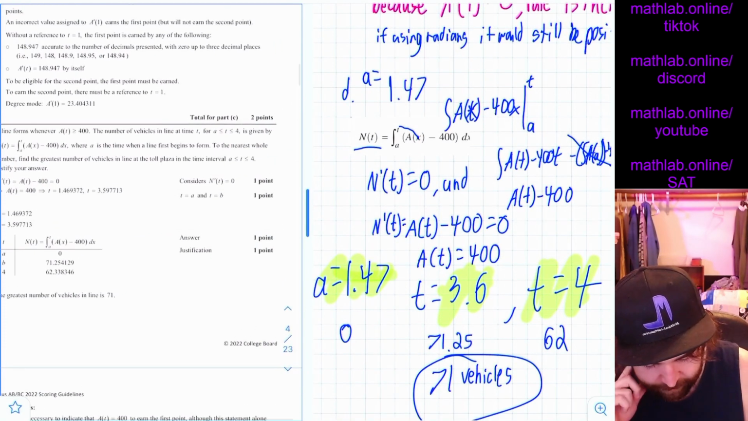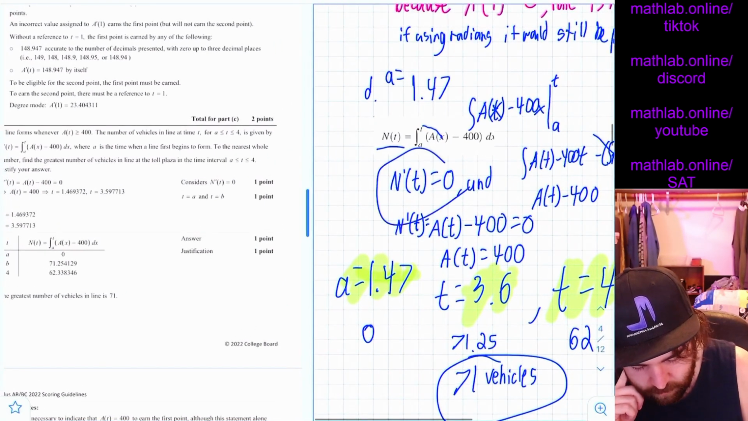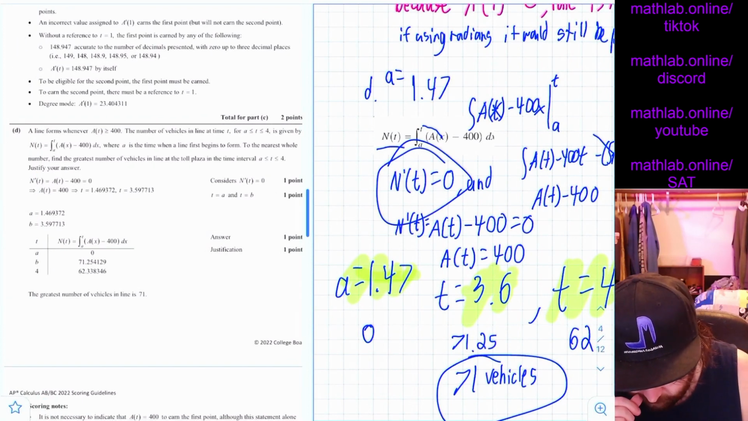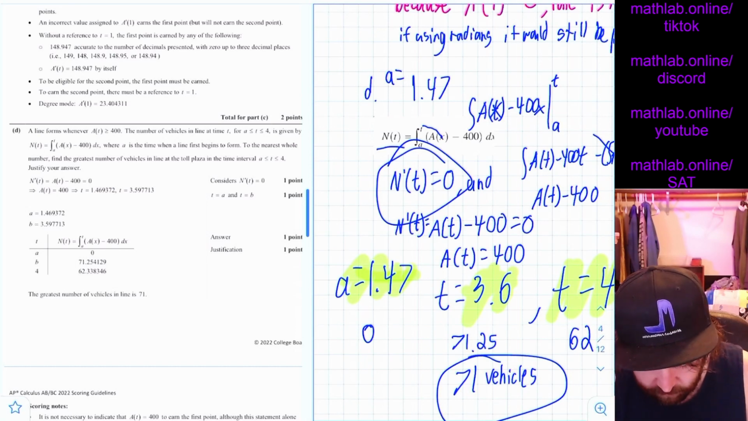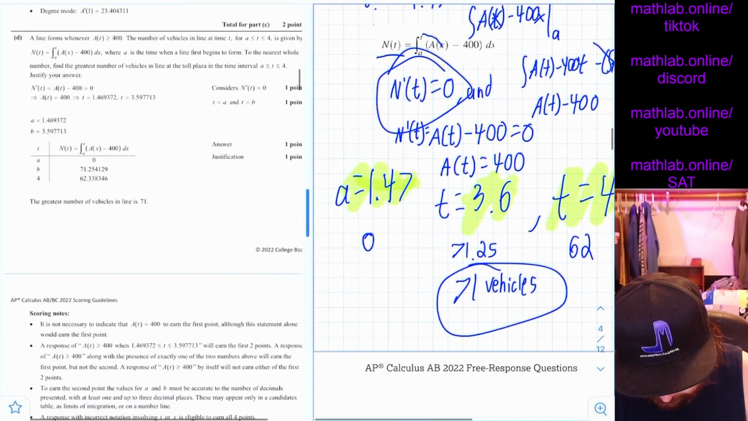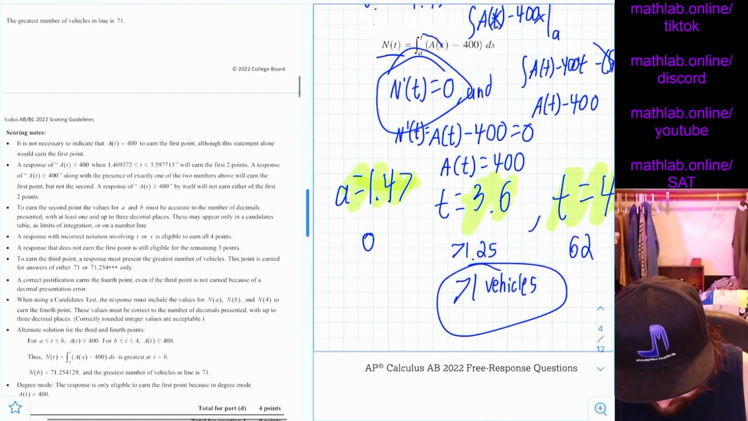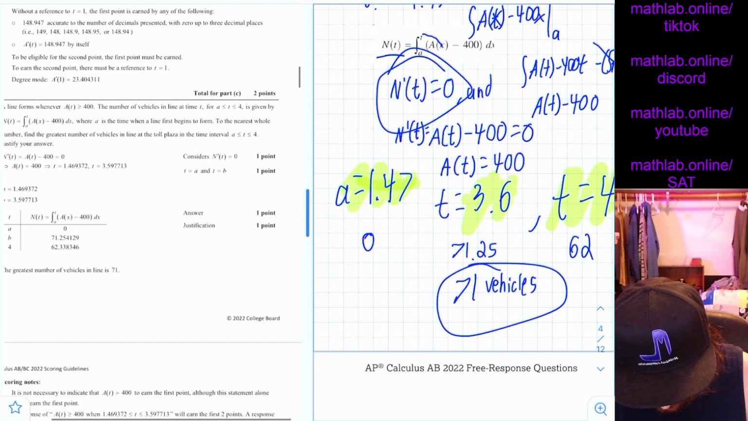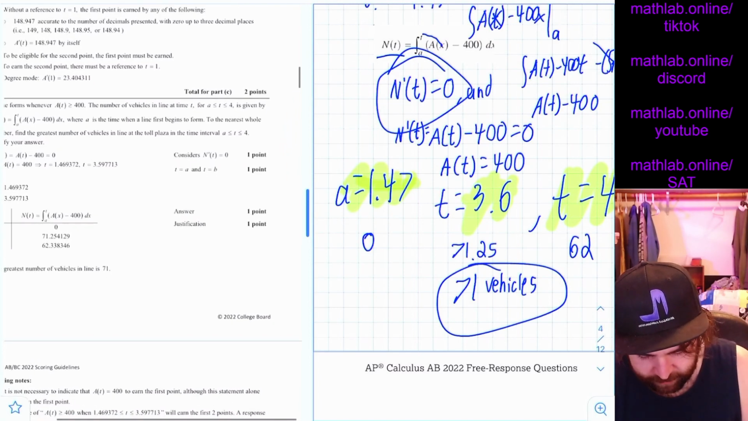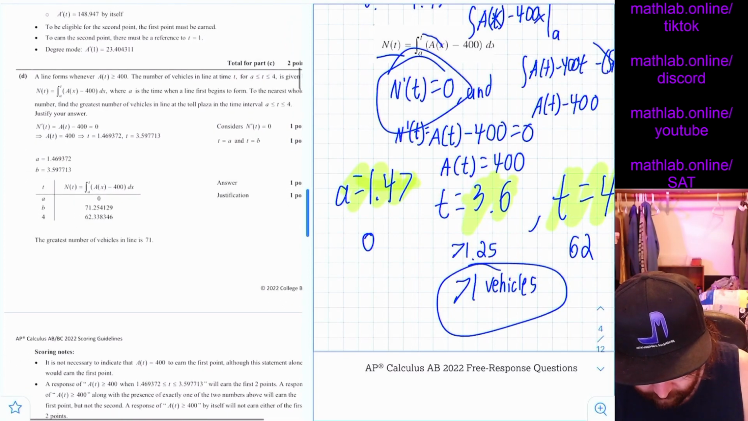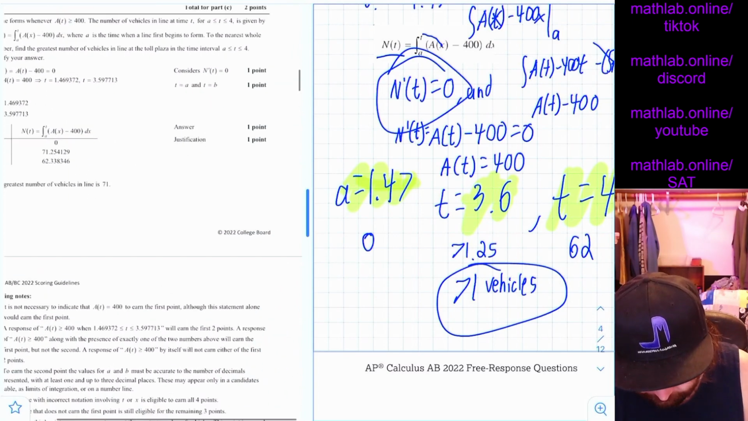So considers A prime of t equals 0. I said that right here. T equals A and T equals B. A and B. They didn't even talk about B. That's just their other critical value. So I did that. Answer and justification. Did I justify? So I considered that. T equals A and T equals B. I mean, I did that when I said all the things. And I checked the endpoint just like they did.